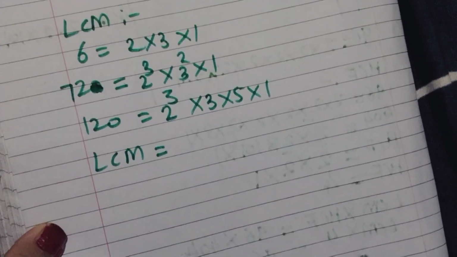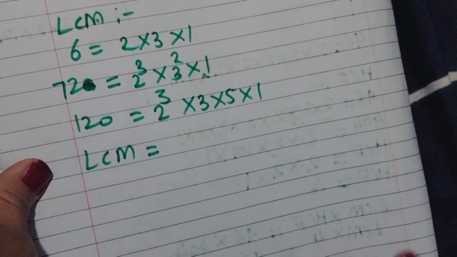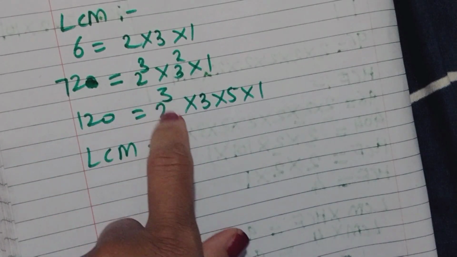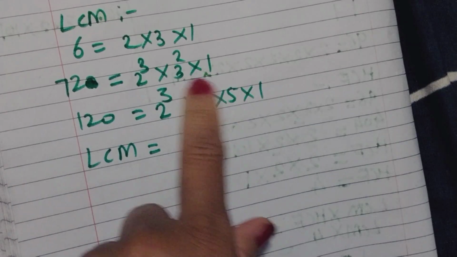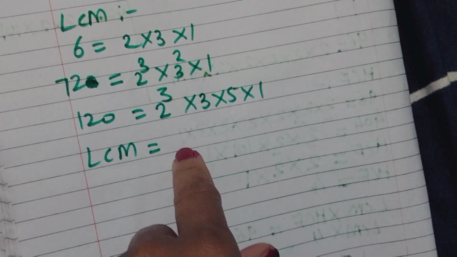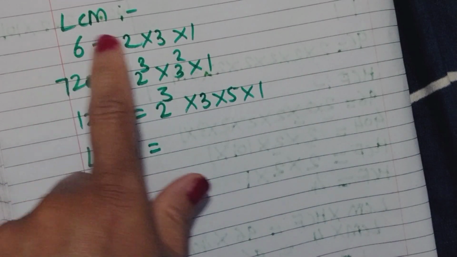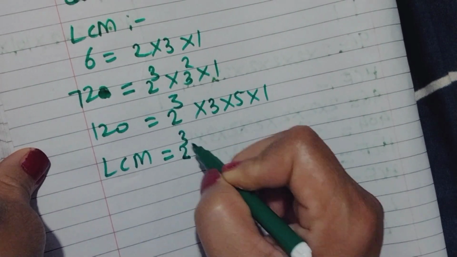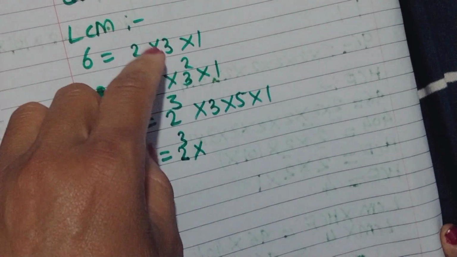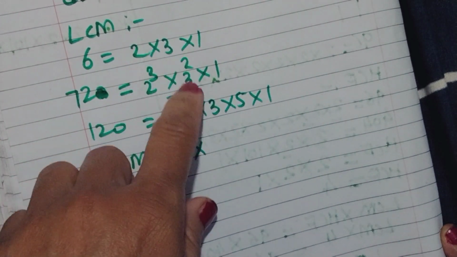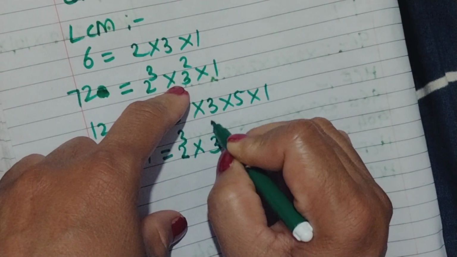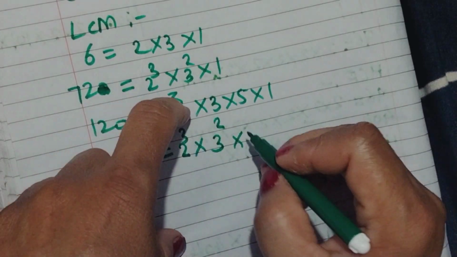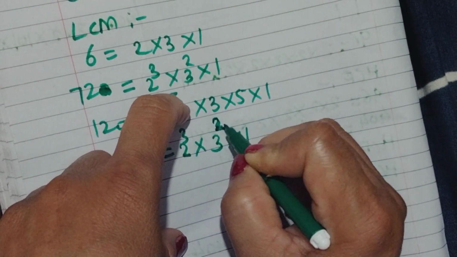Now to find LCM, we again see first the common factors among 6, 72 and 120. So 2 is common here, but we write that factor of 2 which has highest power. In case of HCF, we see lowest power. In case of LCM, we see highest power. So highest power of 2 is 3. So we can write here 2 to the power 3 multiplied by. Now here also 3 is common factor, but highest power of 3 is 2. So we write 3 to the power 2 here. Now other numbers are not common here except 1. So 1 we write here as 1.